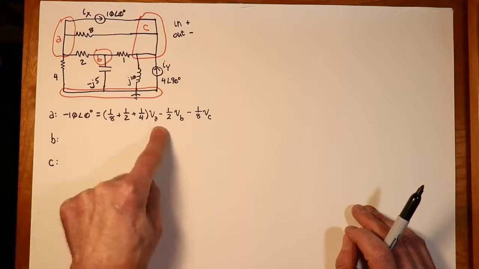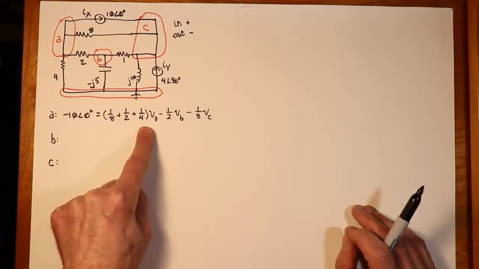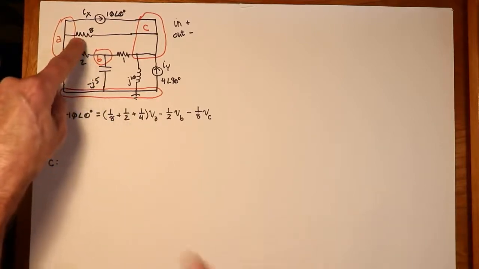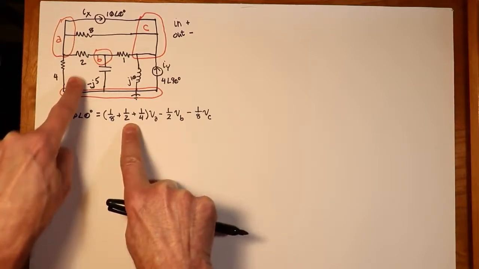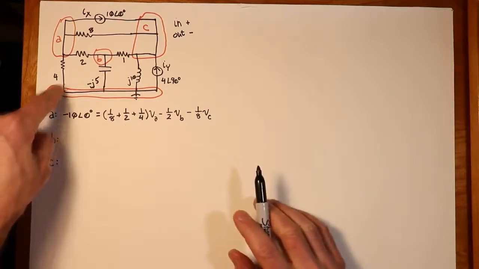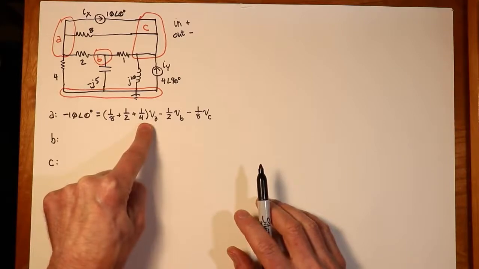Now the coefficient for VA, 1/8, 1/2, 1/4, right? Those are the conductances of the various resistors that we have. So here's our 8 ohm resistor, there's the 1/8. There's our 2 ohm resistor, half. There's our 4 ohm resistor, the quarter. In other words, all the items that we have connected to node A are listed here, all these resistive values.